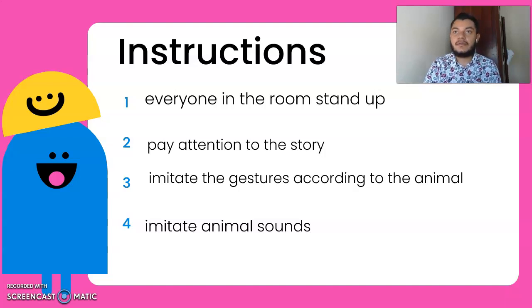For example, once upon a time, Diego goes to the forest and finds snakes, and the students have to repeat the name of the animals, snakes, and imitate the animal's sound. The instructions are: everyone in the room stands up and pays attention to the story. In this activity, they improve their listening skill, imitate the gesture according to the animal, and imitate the animal's sound.